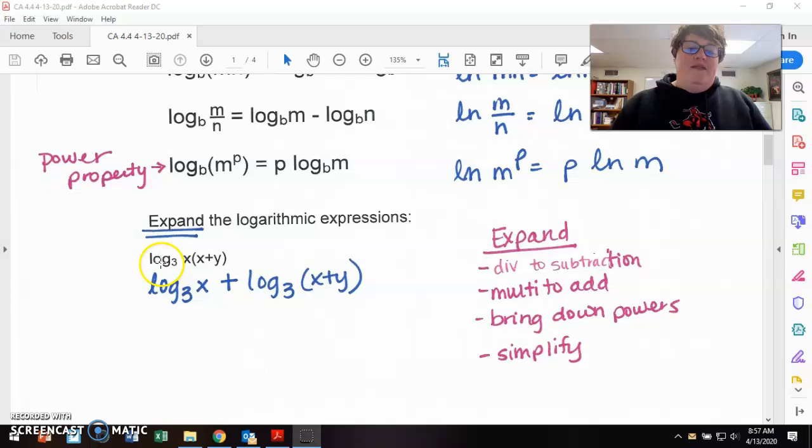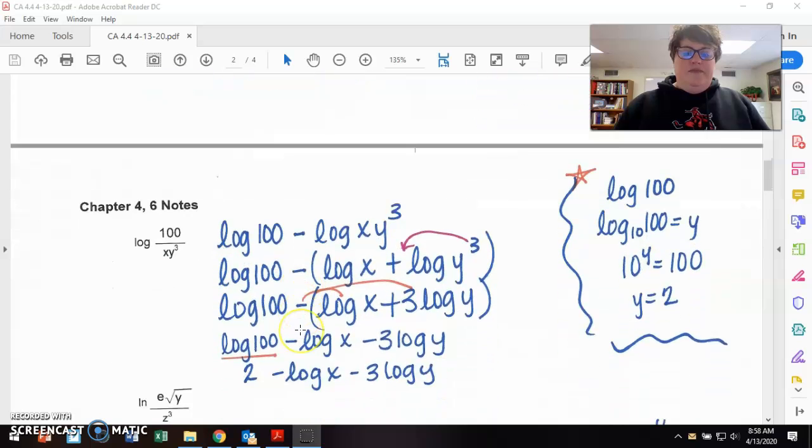So here I have log base 3 of x times (x plus y). And so I have multiplication going on here. Don't distribute, just look at the multiplication operation here. So multiplication: log base 3 of x plus log base 3 of (x plus y). So here there's nothing to do with x plus y. This is not a very good example to start with, but there's nothing to do with the x plus y, it just stays. Okay, let's try another one.